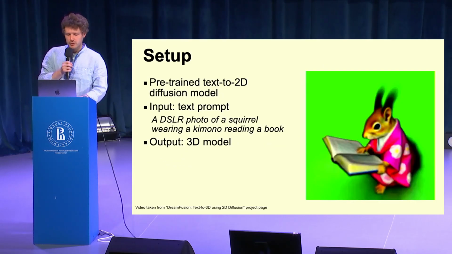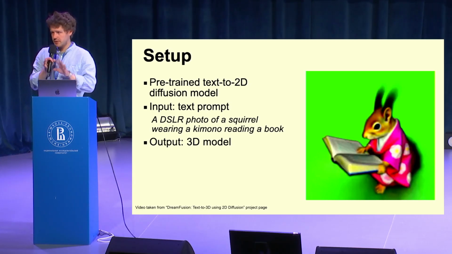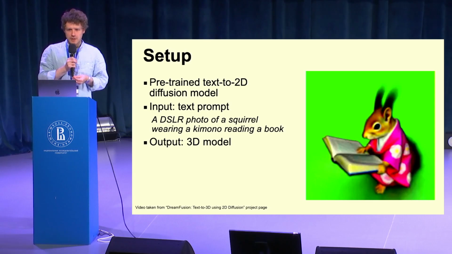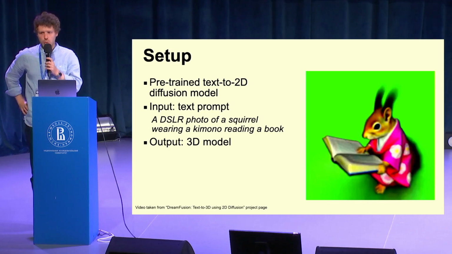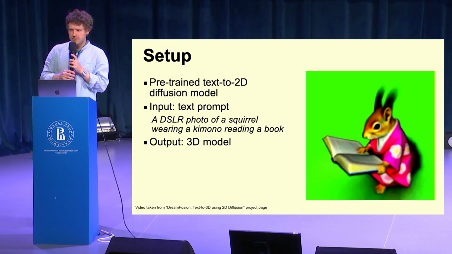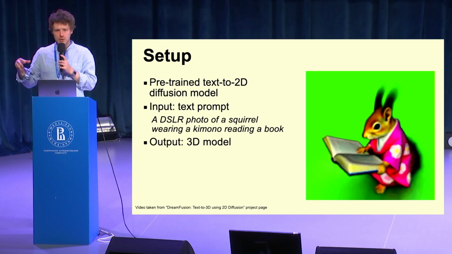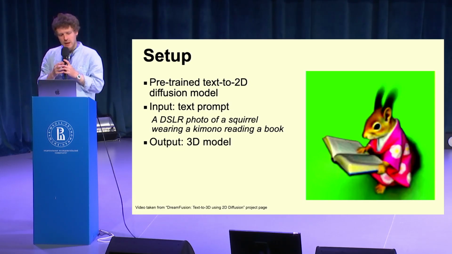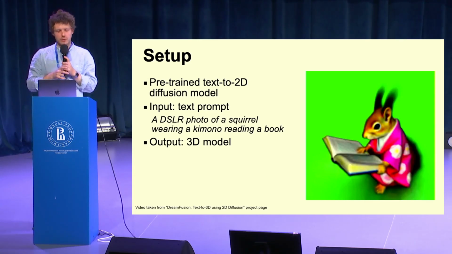So the setup we're going to talk about is limited only to text to 3D without any more complicated data. We're given a pre-trained diffusion model that takes a text prompt and generates an image. We're given a text prompt which captures information about the thing we're trying to generate. And with those two pieces, we want to produce a 3D model.